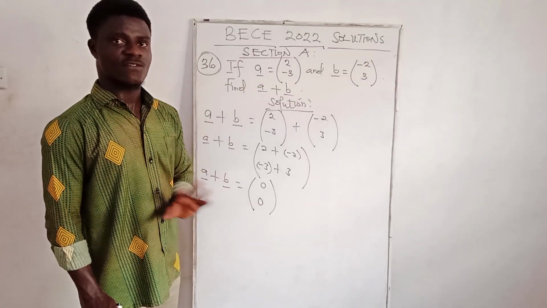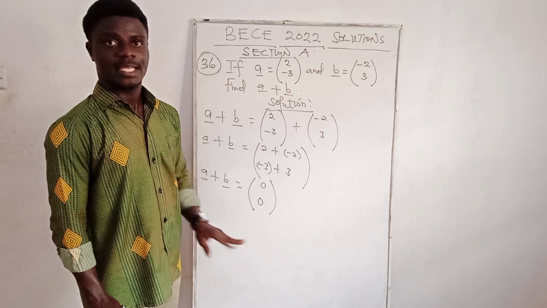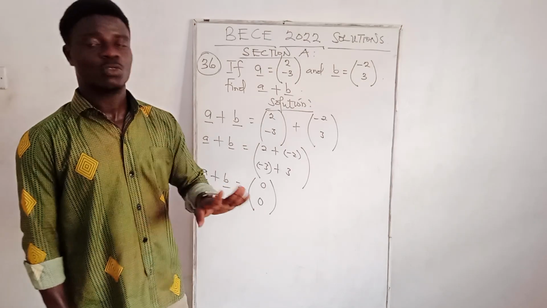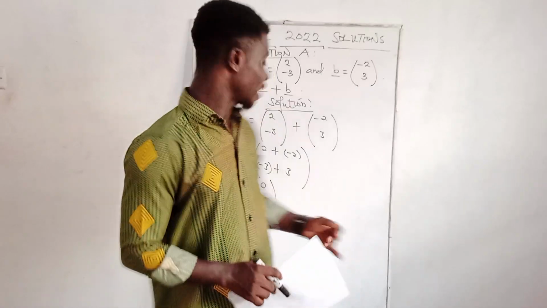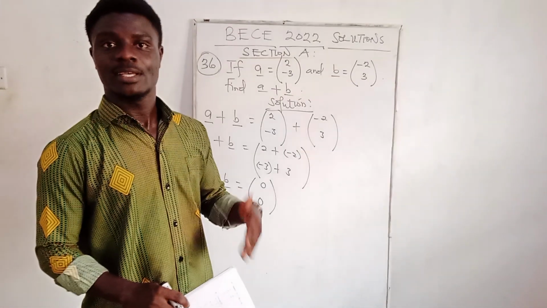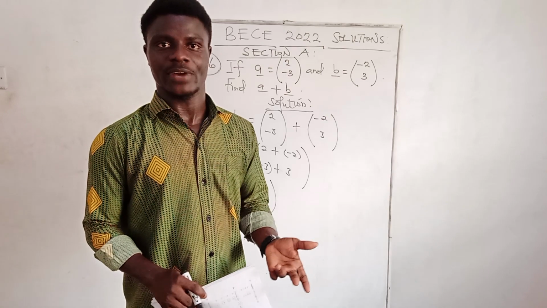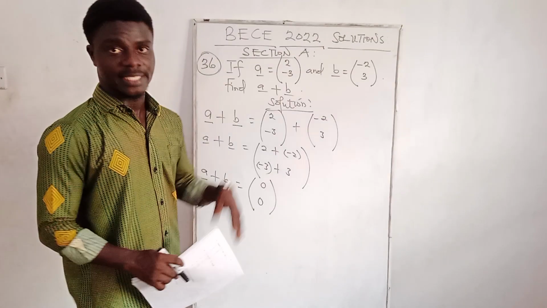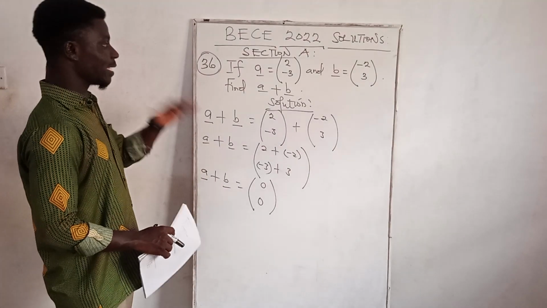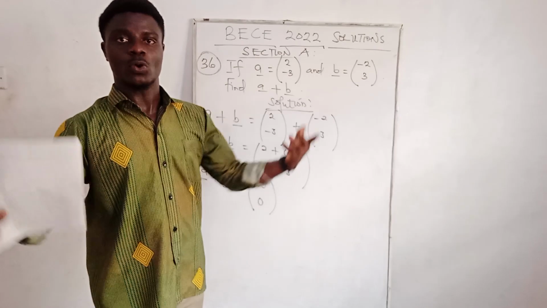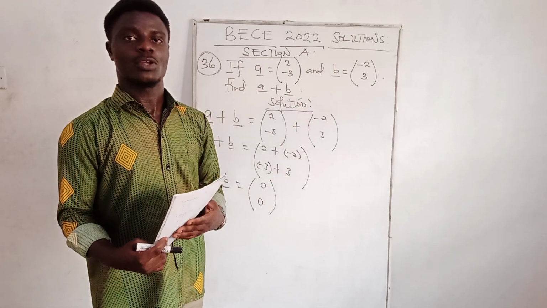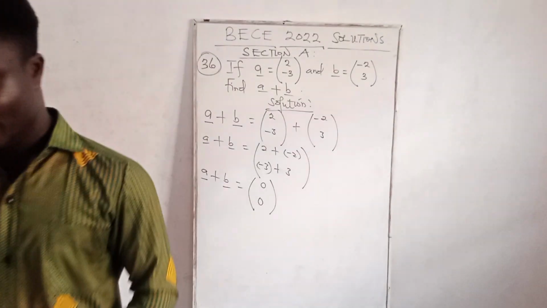And this (0, 0) is a zero vector. That's the name we give to that. It has no component, it has 0 components, then 0 magnitude, right? That's a zero vector. So that's how we add vectors. We add the x components, then we also add the y components.